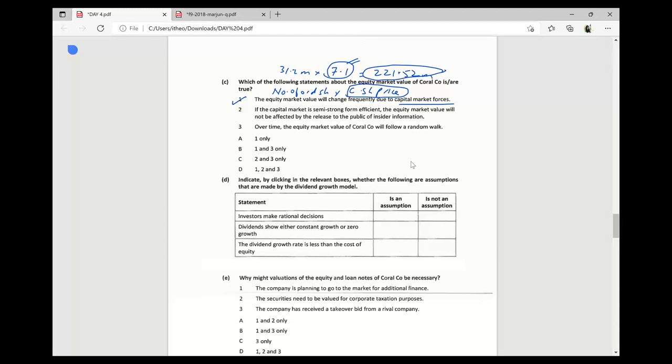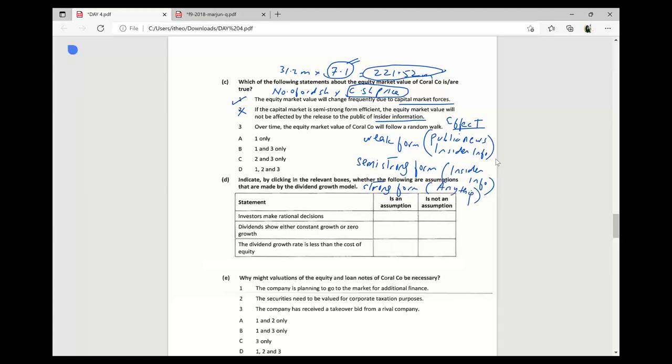If the capital market is semi-strong form efficient, the equity market value will not be affected by release of insider information. This statement is a conceptual statement and this is wrong. Why? You were taught from the Kaplan study text, and those who haven't studied this, they should listen. If market is weak form efficient, it can get affected by public news or information as well as insider information. If market is semi-strong form, it gets affected by insider information. And if market is strong form, it doesn't get affected by anything.